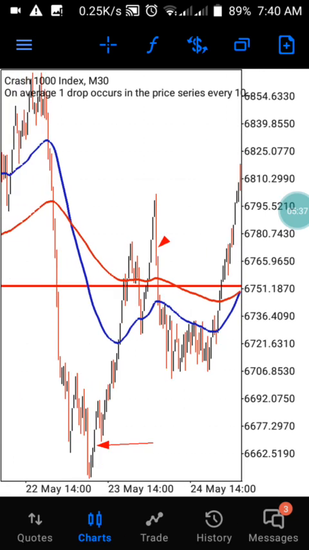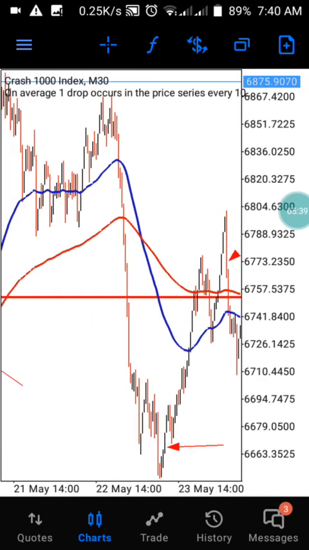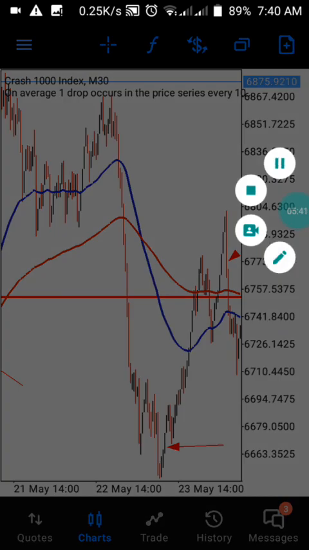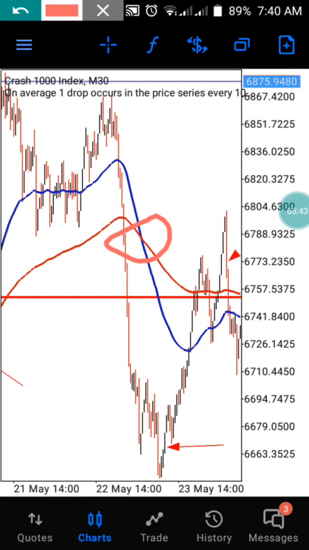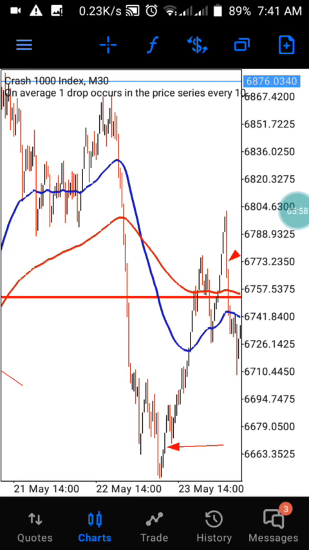And also let's check for some. You see, let's check for this crossing area. Don't forget, anytime you have your blue line crossing below on a downtrend, you are having a downtrend market. And anytime you have the blue line crossing above, you are having an uptrend. So in this case now, we are having a downtrend. In this case, we are having a downtrend.